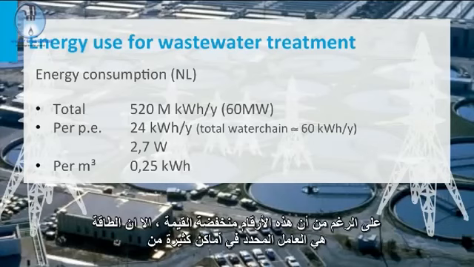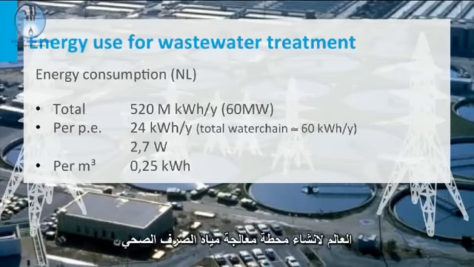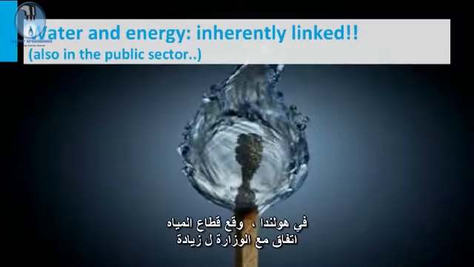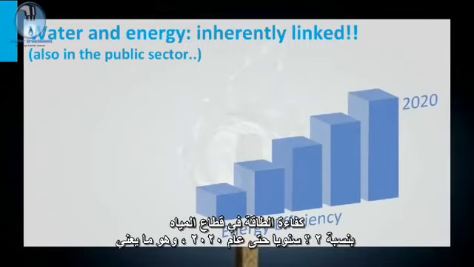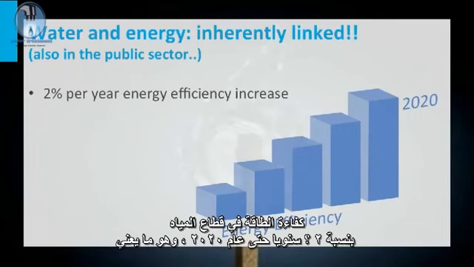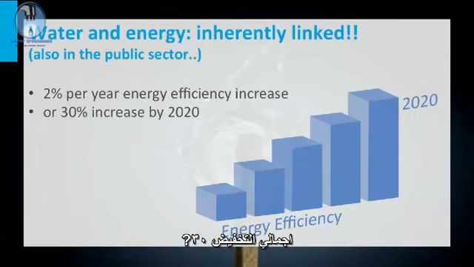Although these numbers are low in value, energy is a limiting factor in many places of the world to install sewage treatment. In the Netherlands, the water sector has signed an agreement with the ministry to increase the energy efficiency in the water sector by 2% per year until 2020, which means a total reduction of 30%.